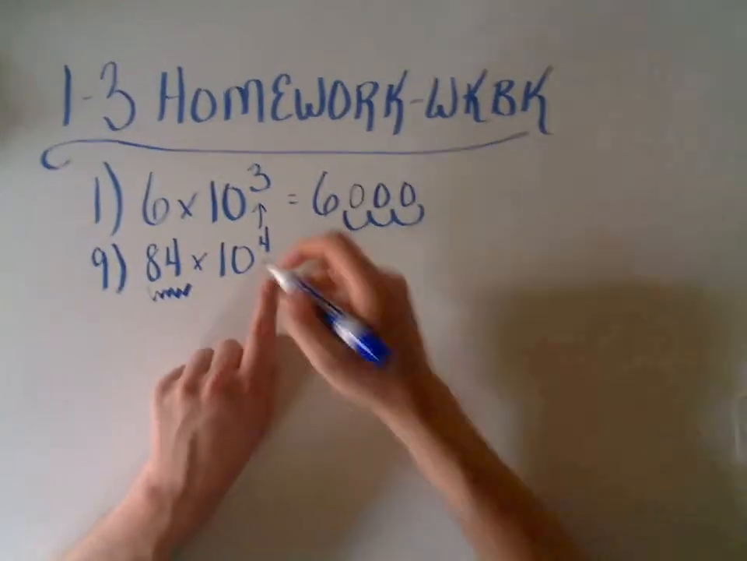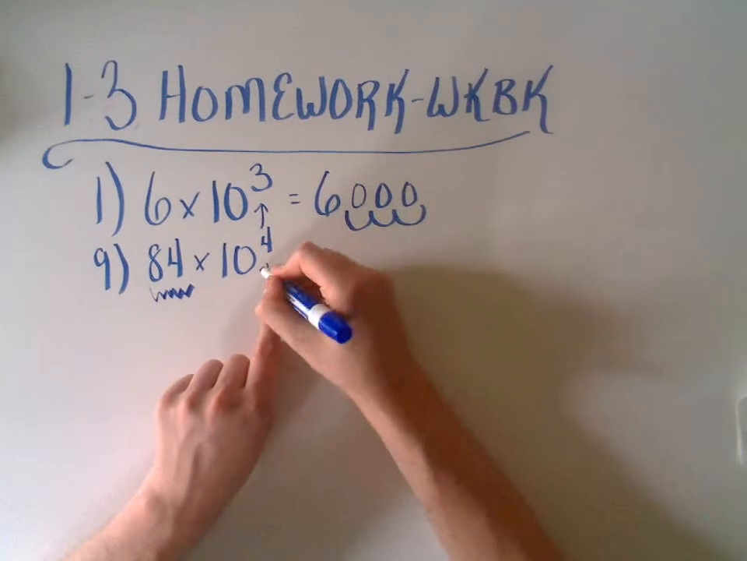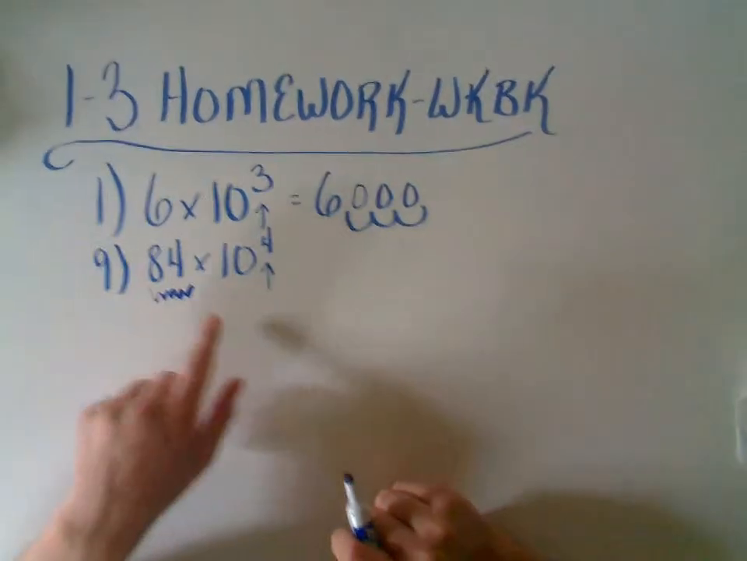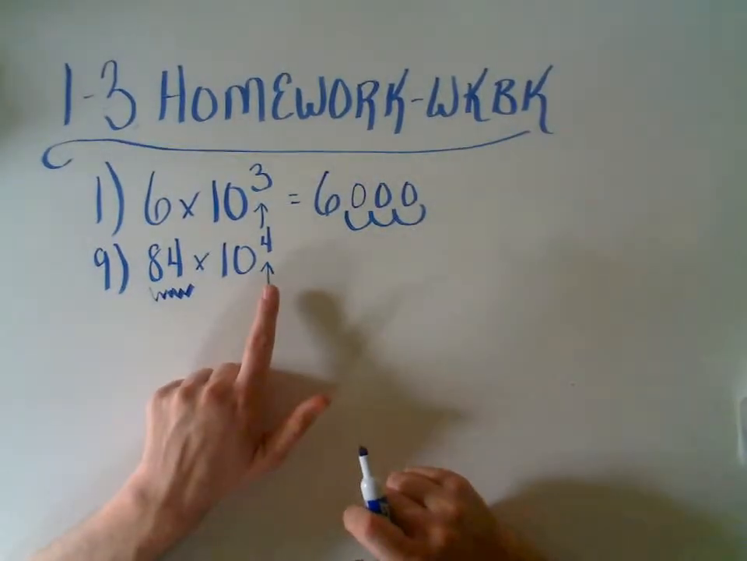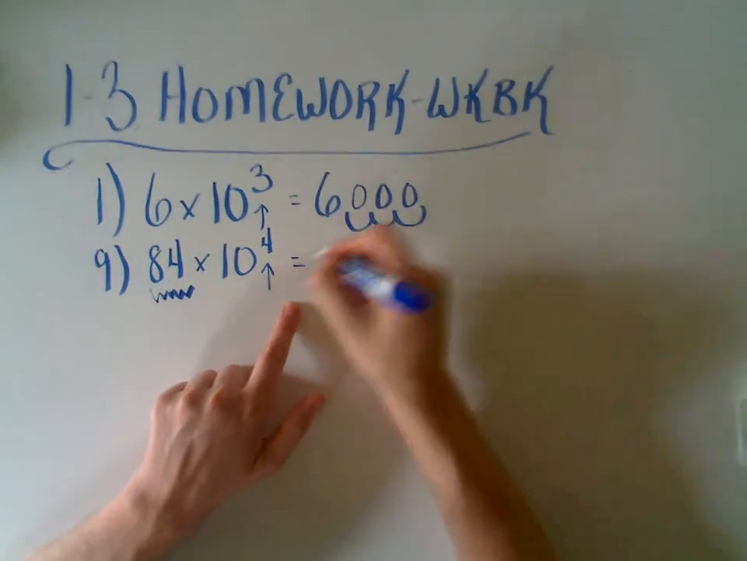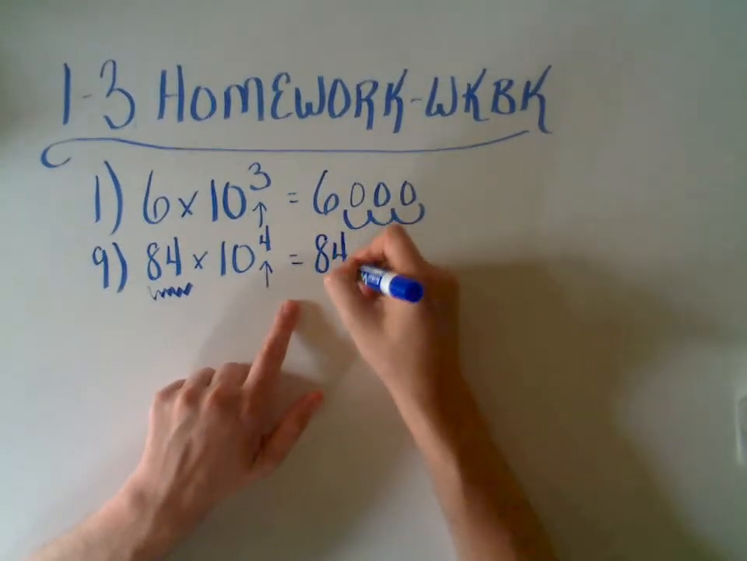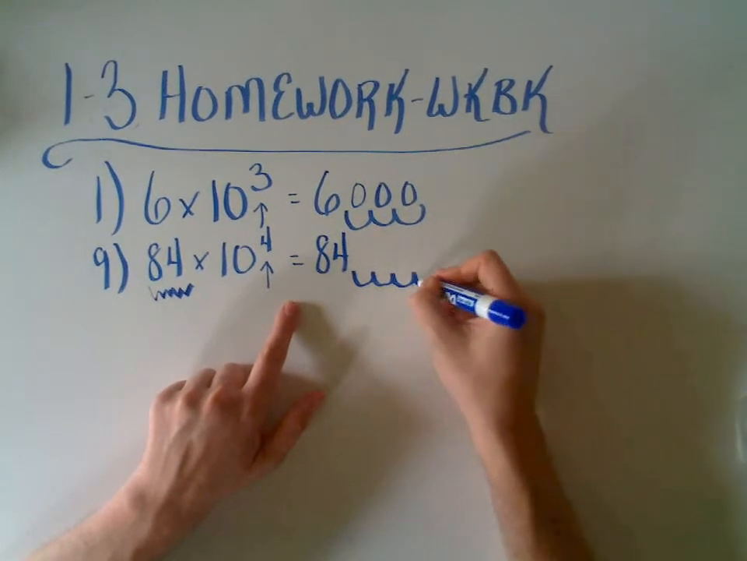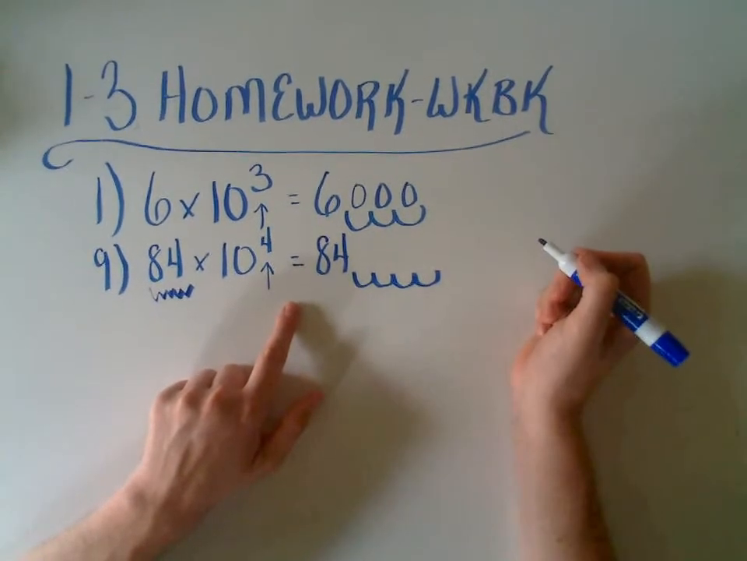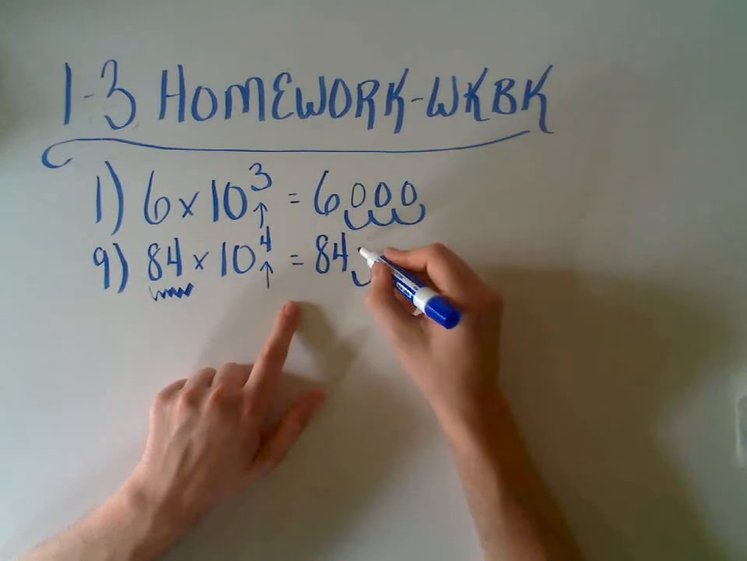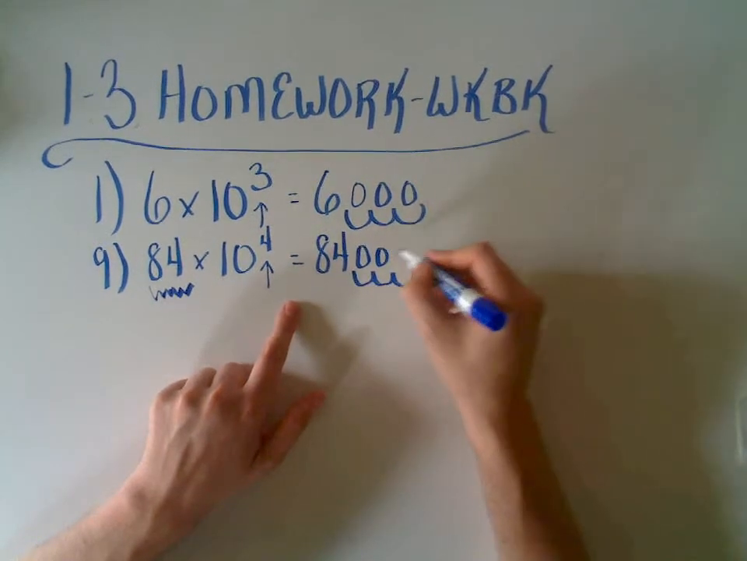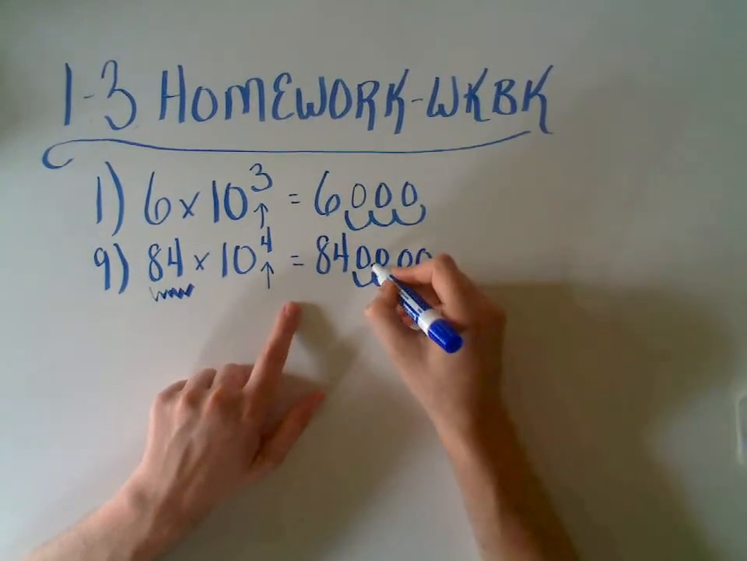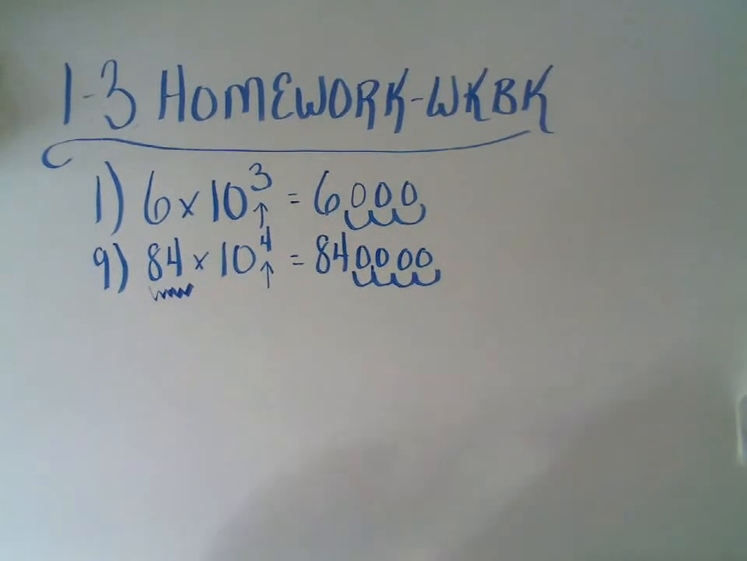The exponent here is 4, and we do the same thing as we did in question 1 that was written in proper scientific notation. The exponent of 4 tells us we're going to kick the decimal 4 times out to the right. So I'm going to take 84 and go 1, 2, 3, 4 jumps to the right. And that gets me to 840,000.